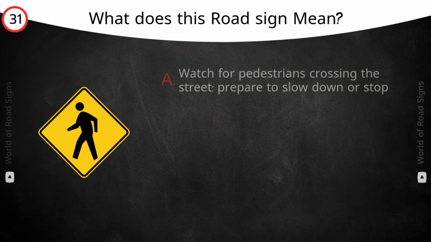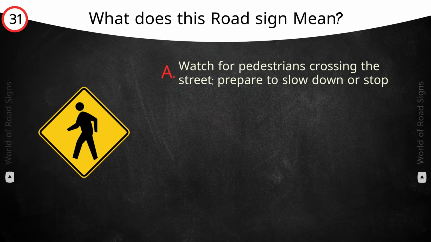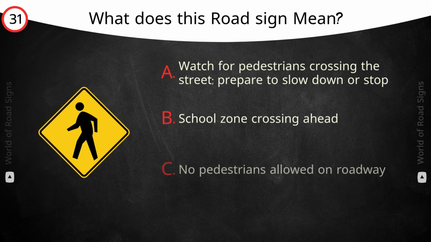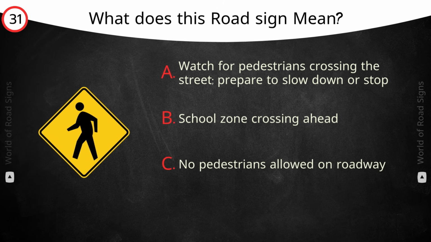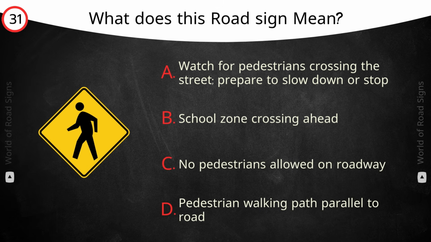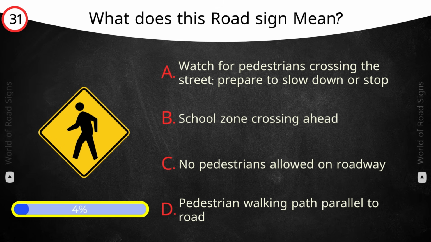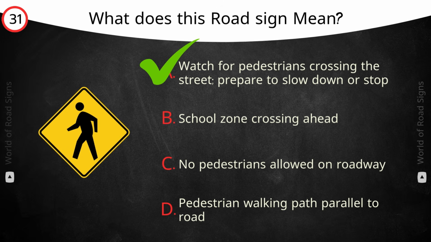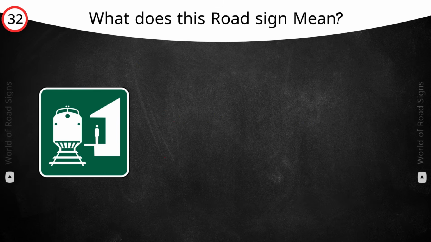Question 31. What does this road sign mean? A. Watch for pedestrians crossing the street. B. School zone crossing ahead. C. No pedestrians allowed on roadway. D. Pedestrian walking path parallel to road. You got it right if you picked option A. Watch for pedestrians crossing the street. Prepare to slow down or stop.